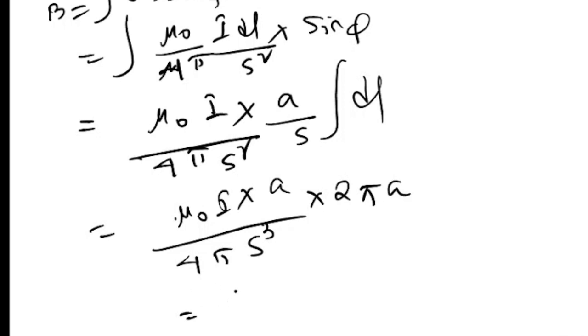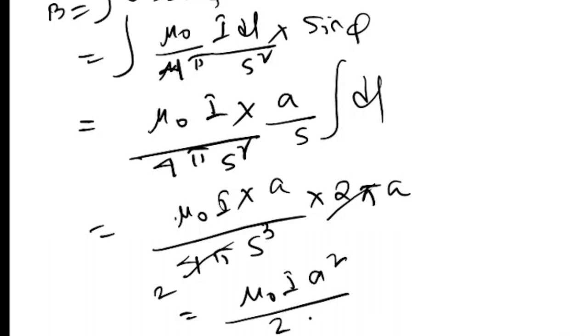So net result will be mu nought I. देखो इधर से 2 pi और 4 pi काट दो, 2 रह जाएगा, फिर 2, so it will be mu nought I a square by 2 into s cube. S cube means what? The hypotenuse equals under root of height square plus base square, no? So it will be under root of height square means a square plus base means x square, whole cube. ऊपर देखो cube है, क्लियर?